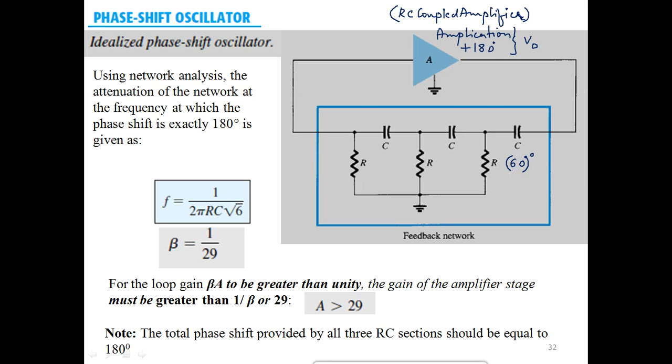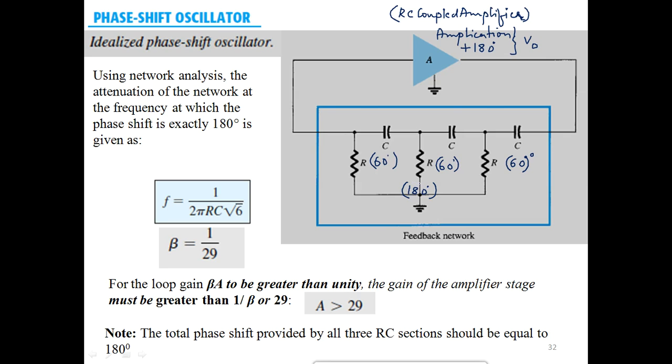So if one RC provides a phase shift of 60 degrees, then the second one is also expected to provide a phase shift of 60. Similarly, the third one, 60 degrees. So that altogether you will be getting a phase shift of 180 degrees, and this is what we need, right? The amplifier provides a phase shift of 180 degrees. The feedback network provides a phase shift of another 180 degrees. So that altogether it becomes a 360 degrees phase shift, so that the first criterion of Barkhausen's rule gets satisfied.